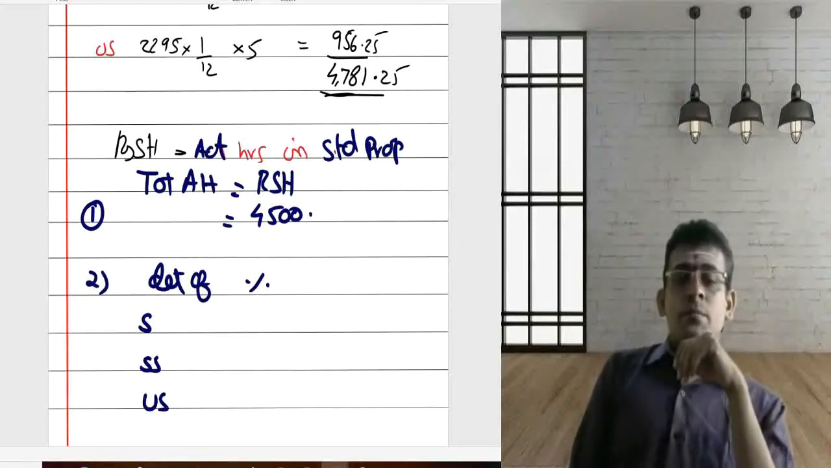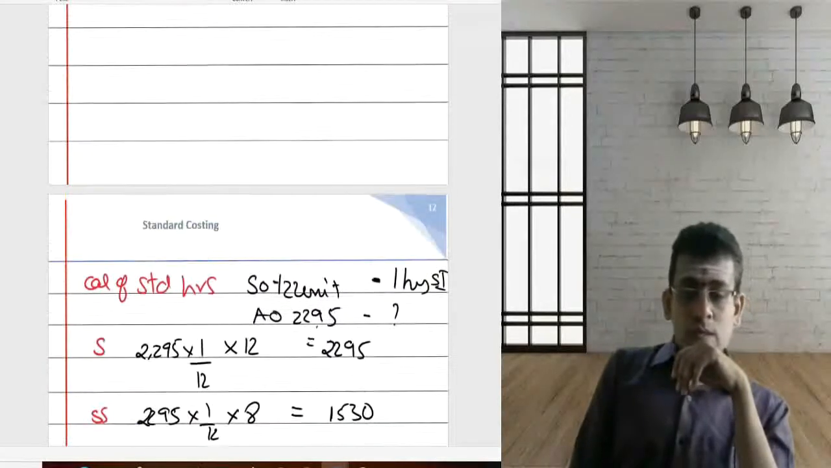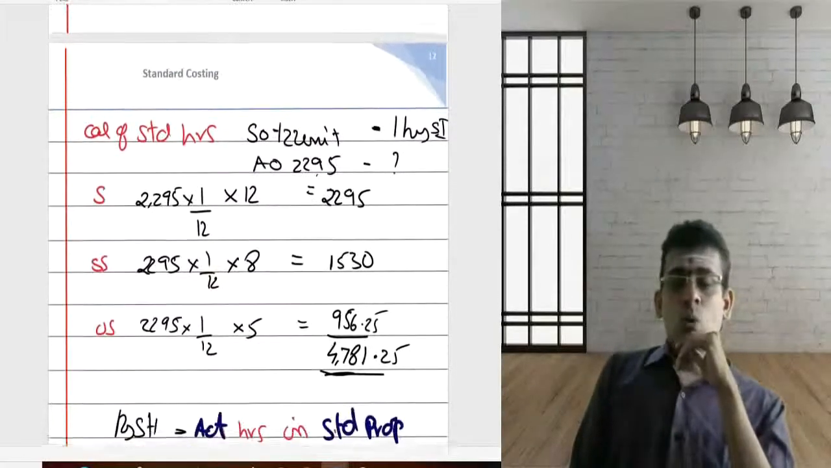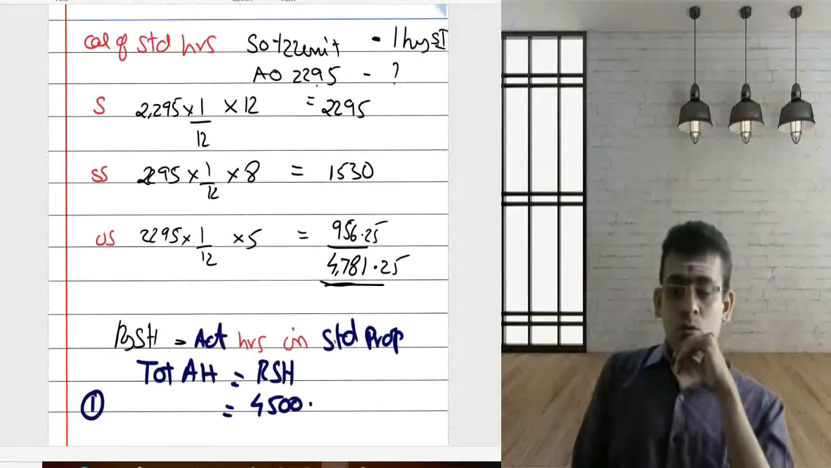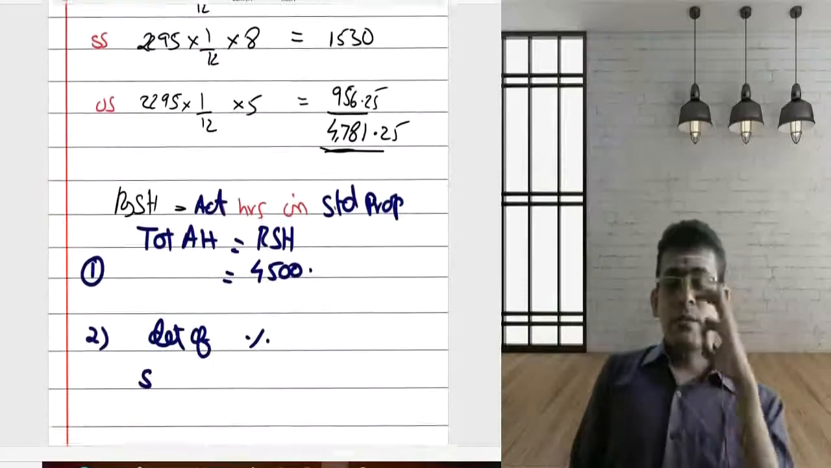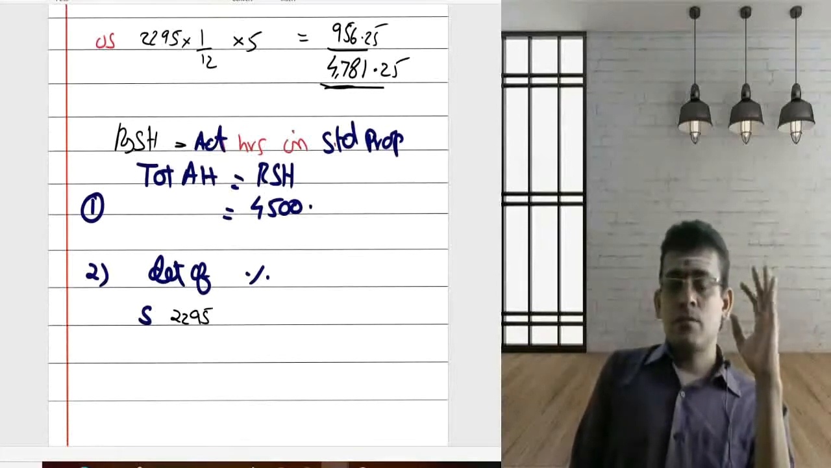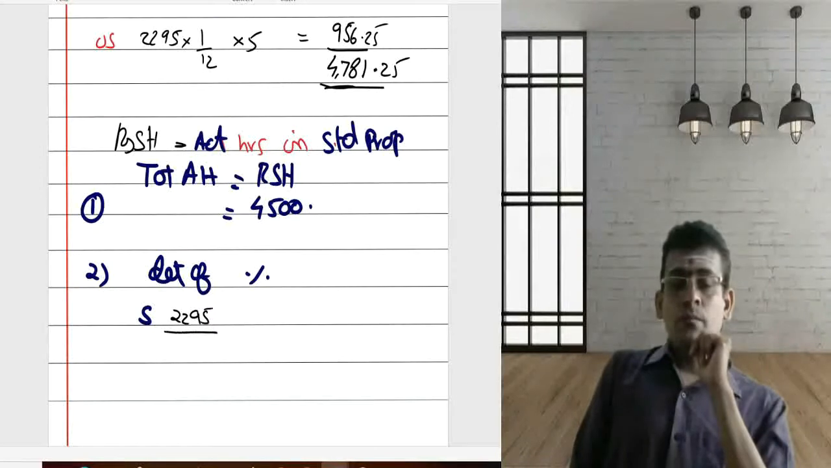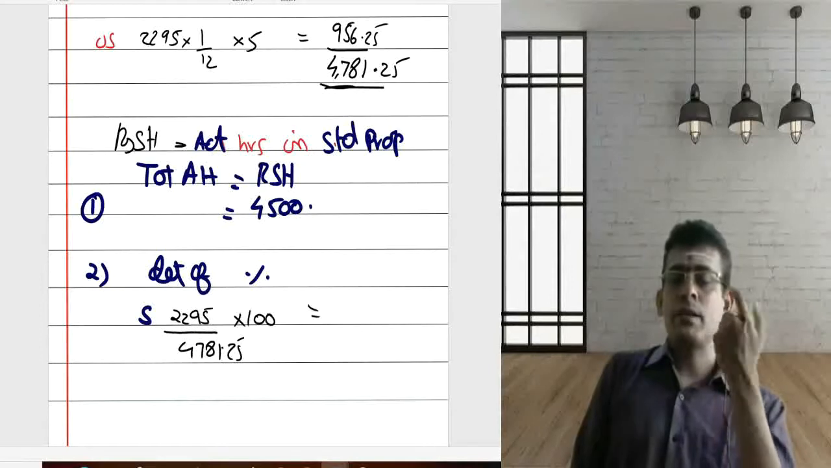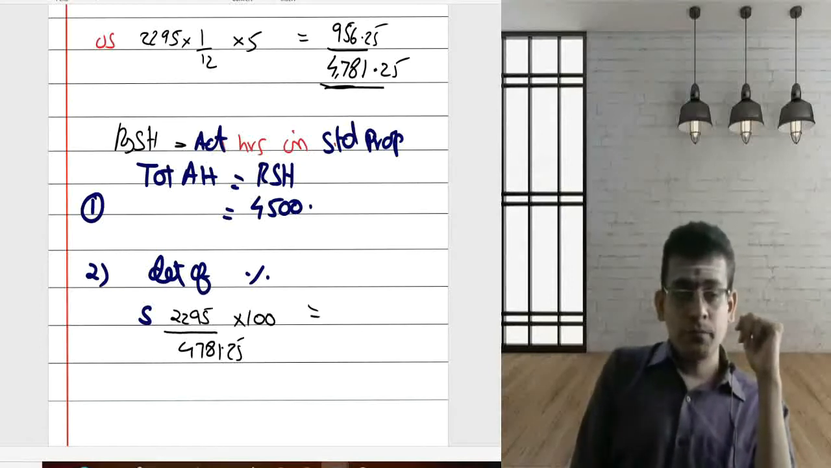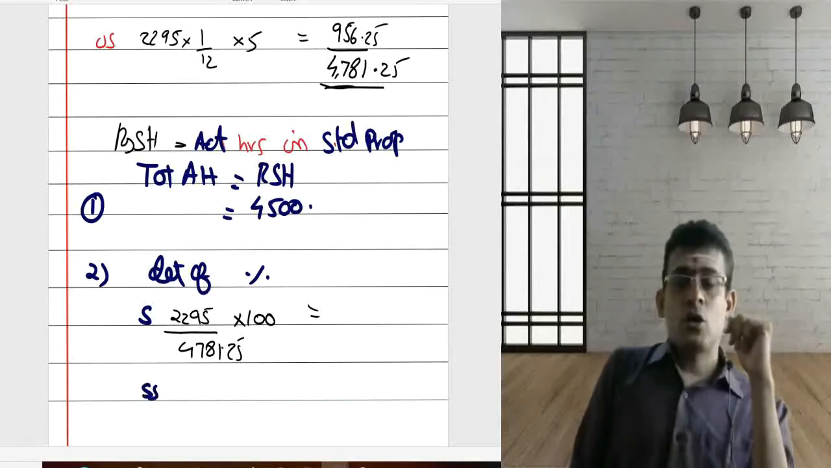So how do we determine the percentage here? Let us try to see. For skilled, what is the total skilled standard hours? The total skilled standard hours is 2,295. So 2,295 is for skilled. What is the total? 4,781.25. If I multiply this with 100, I will be getting some percentage. Like that I should do for semi-skilled, and I should also do for skilled.